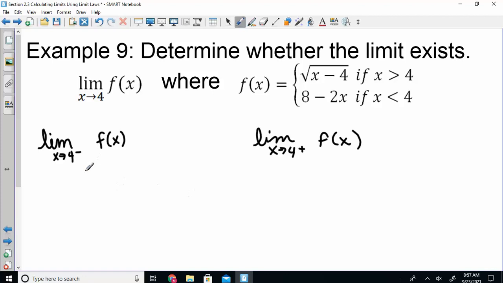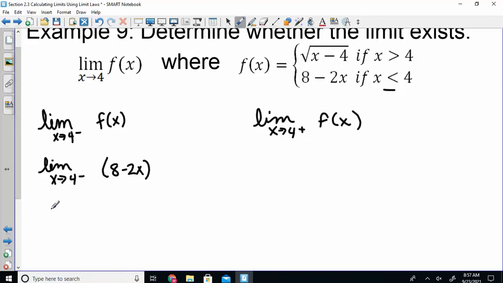Alright, so if you are approaching from the left, that means you have things smaller than 4. So which piece would you be on? The first or the second? The second. Because you're less than 4. Okay, and that's a polynomial.